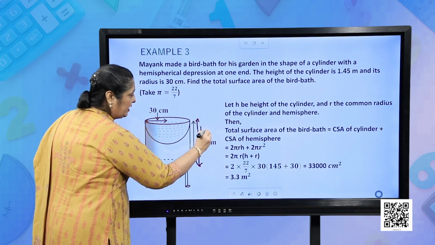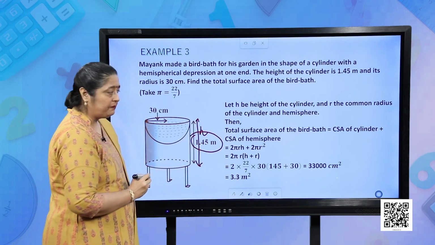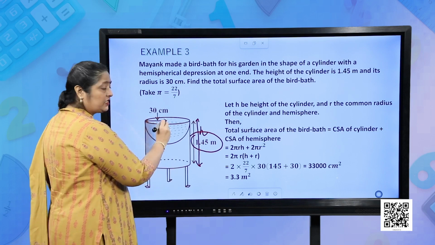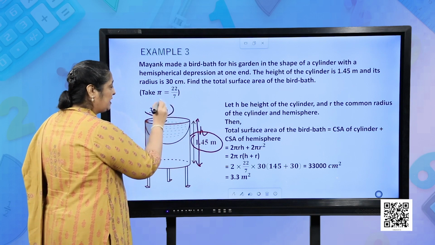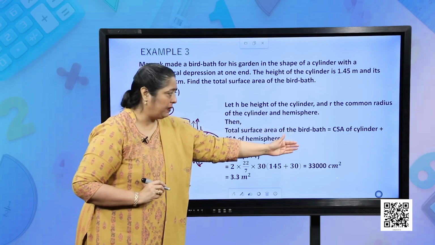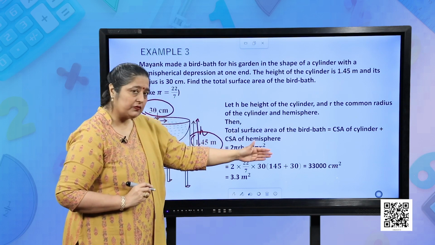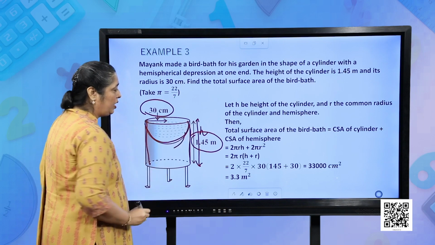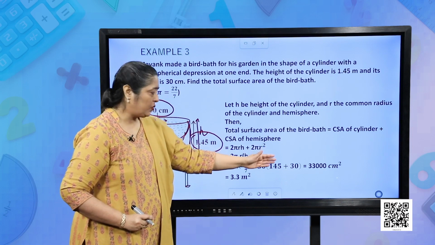The height of the cylinder, according to the question, is 1.45 meters and the common radius be r. This is the common radius of the hemisphere as well as the cylinder. This is given in the question as 30 centimeter. Now, the total surface area of the bird bath is surface area of the cylinder plus surface area of the hemisphere. This plus this. So, putting in the formula, we have 2 pi r h plus 2 pi r square.